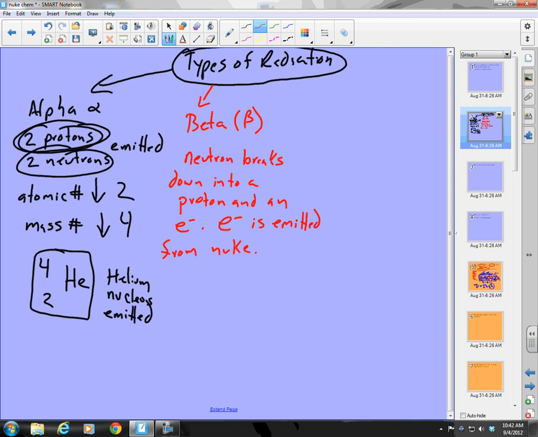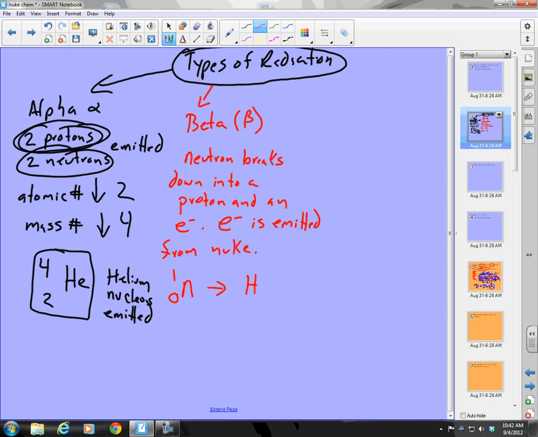Good. So, if we were to write this as an equation, we'd say I have a neutron going to a proton plus an electron. Well, my neutron has what for an atomic number? It has 0 because there are no protons. It has 1 for its mass number.